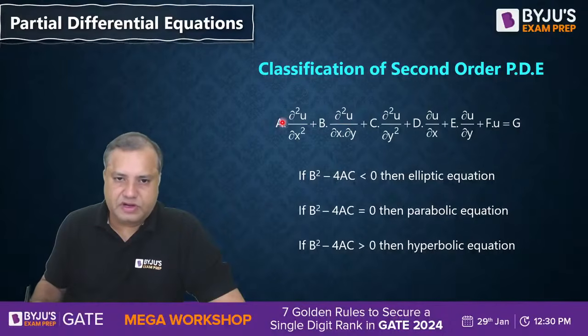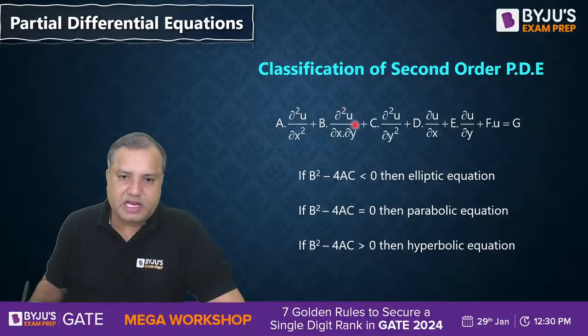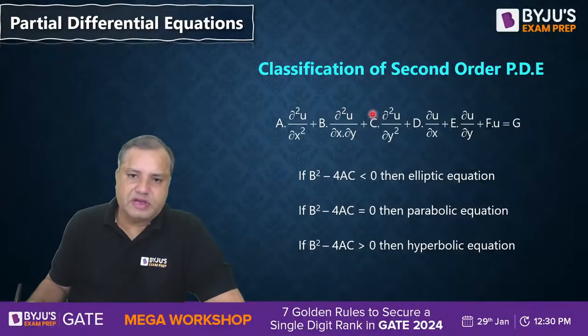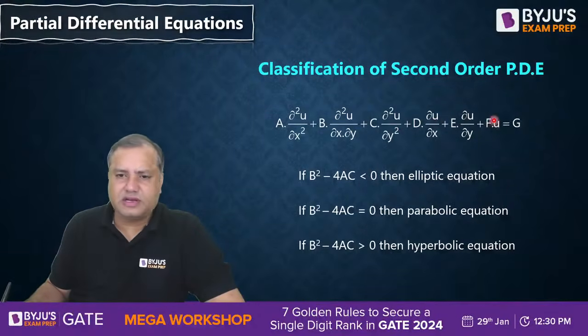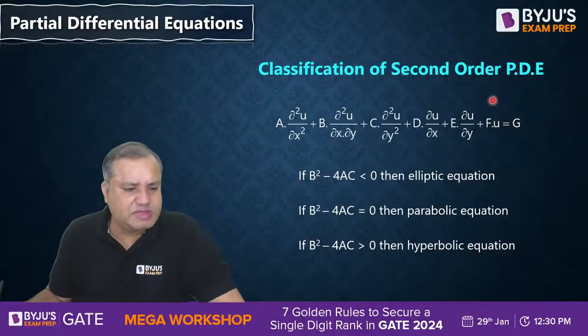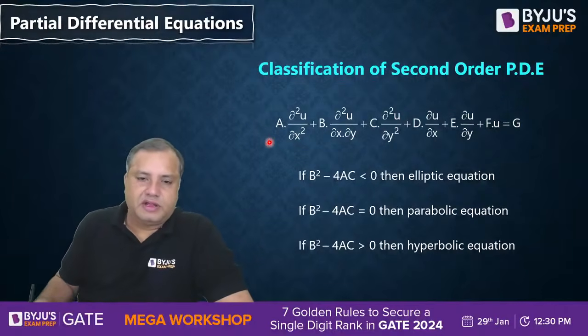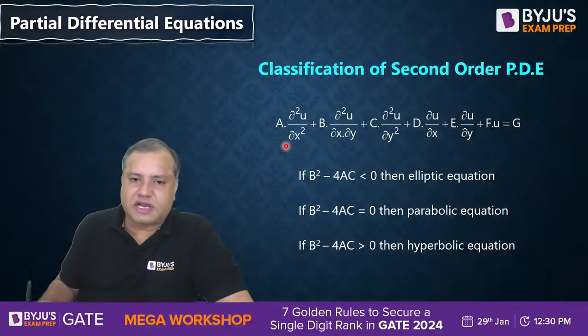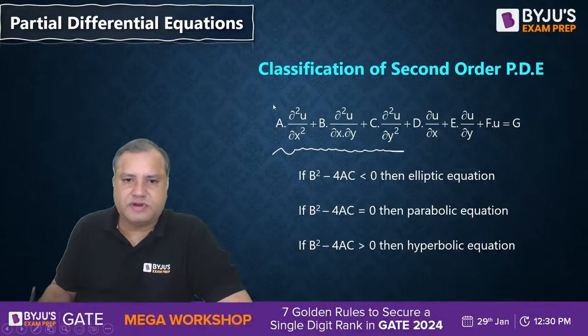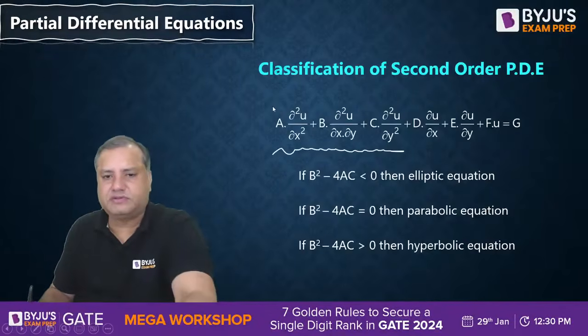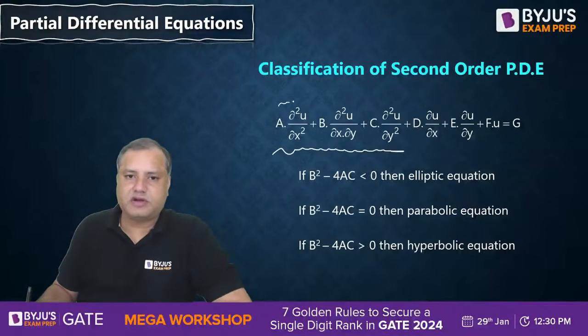A del square u by del x square, b del square u by del x del y, c del square u by del y square. Then there are two first order terms, then fu and g. There may be some other functions, but these three terms, that is the second order derivative terms, will decide the type of the second order PDE.